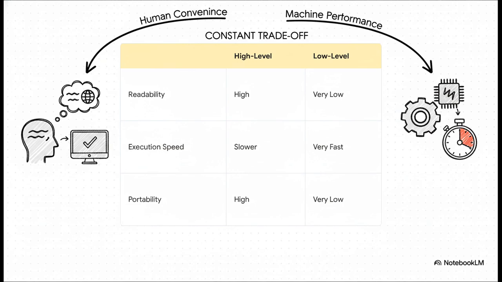This chart really lays it all out. High-level wins on readability and portability, no contest. But low-level, it absolutely dominates when it comes to raw speed. So it always comes back to this one fundamental question. Are you optimizing for the programmer's time or for the machine's performance?